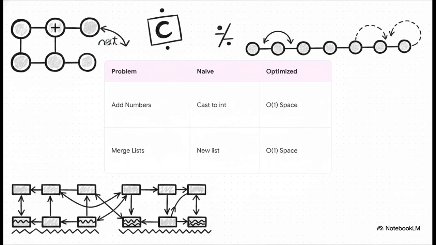Now, what's really interesting about this is how the optimized O(1) space solution works. It usually relies on simply maintaining a carry variable using a divmod operation. When you divide the sum by 10, the remainder becomes your digit, and the quotient becomes your carry. By just tracking that one single integer and manipulating the existing next pointers to weave the nodes together, you solve the whole thing in place. You're just repointing arrows, not copying data.